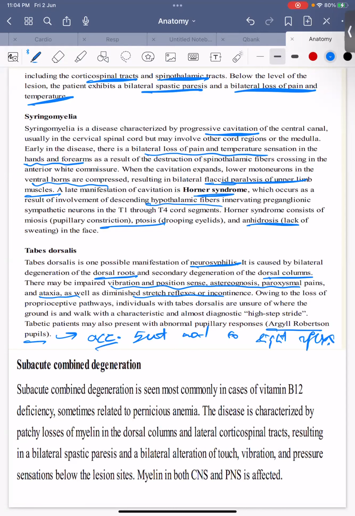Now, subacute combined degeneration: vitamin B12 deficiency seen with pernicious anemia, damage to the dorsal column and corticospinal tract, resulting in bilateral paresis and bilateral alteration of pain, temperature, and pressure sensitivity below the level of the lesion.